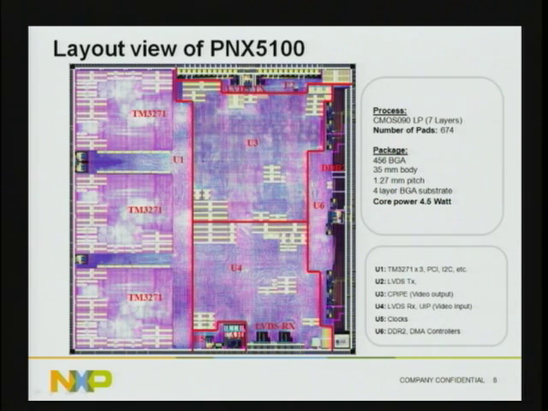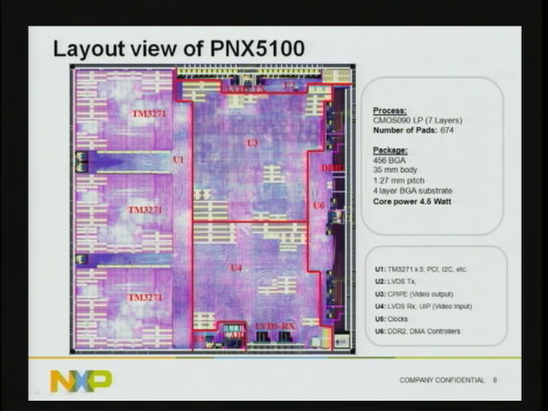If we look at a layout picture of this same chip, you can see the three Trimedia processors here on the left-hand side. You can see the whole DDR interface here on the right-hand side. And you basically see the rest of it, which is just the more traditional video processing, and the digital parts of the IPs, here on the top and the bottom in the middle.